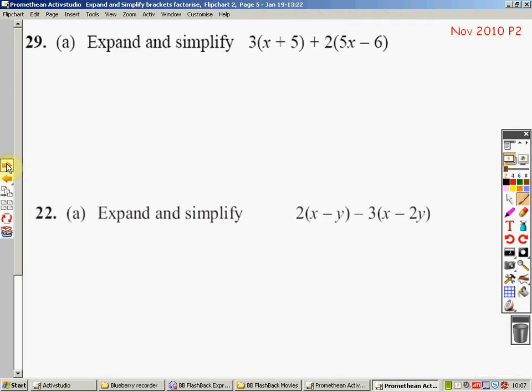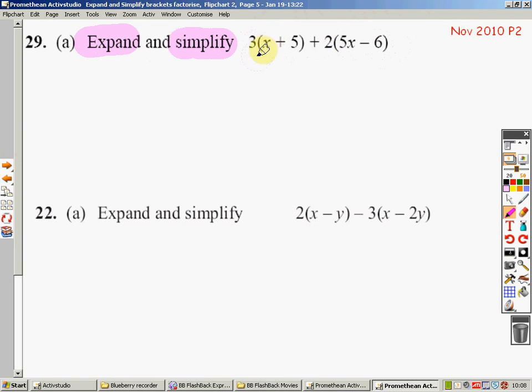Right, similar idea. We've still got that word expand, but we've now also got simplify, and we've got actually 2 brackets here. Now there's 2 types of questions we can have with 2 brackets, and one is called multiplying out a double bracket, and the other one is simplifying 2 linear brackets. This is the one where we're simplifying 2 linear brackets. The double brackets is another video, you can watch that.